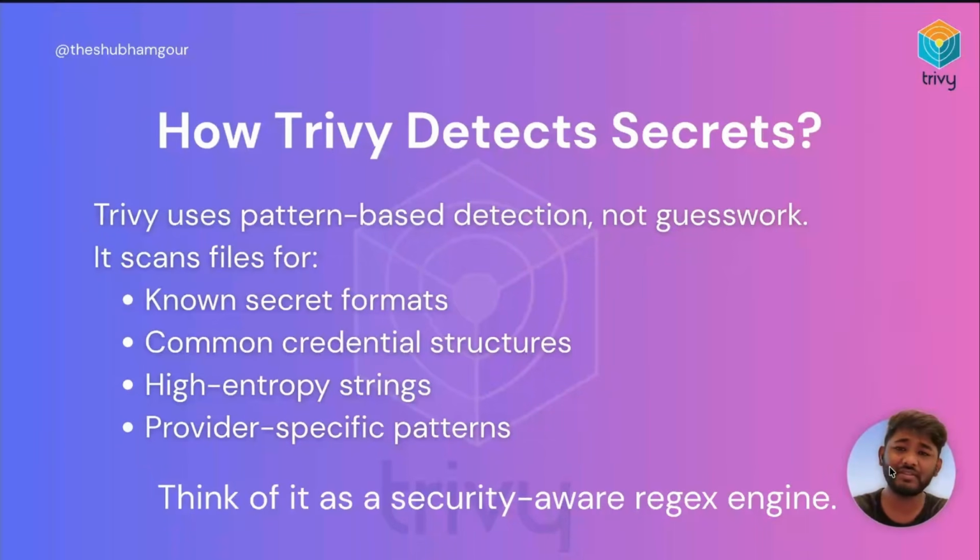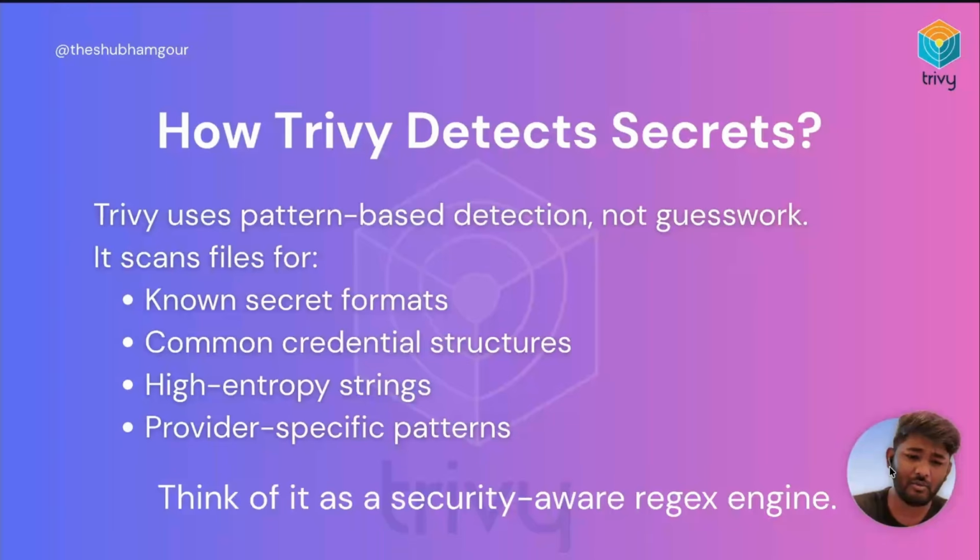Before we see how it works, we first need to learn how Trivy detects secrets. Basically, there is no AI involved in this. Trivy uses pattern-based detection, and it is not just guesswork. It scans files for known formats of secrets.